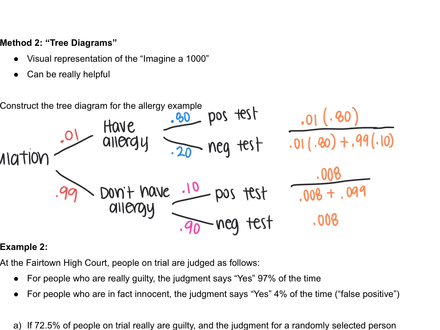0.008 over 0.107. And if I convert these back to whole numbers, it's 8 over 107, which is what we got when we did the 1,000. So we get 0.075, which is 7.5%. So that means that both methods work and give you the exact same answer.